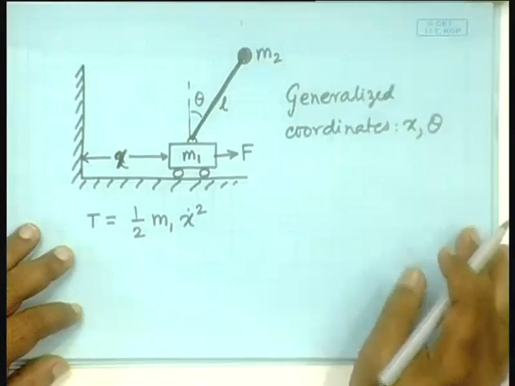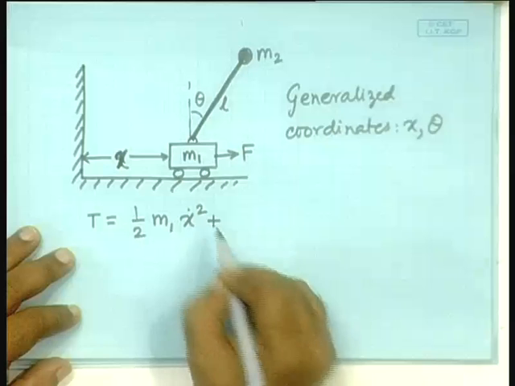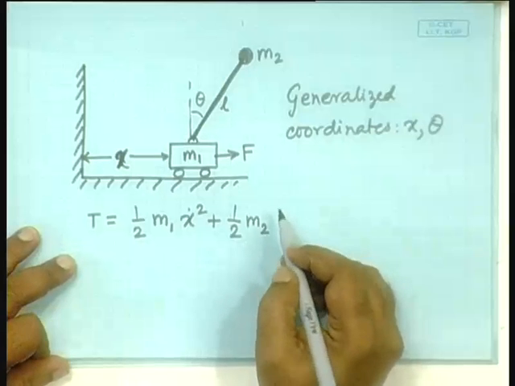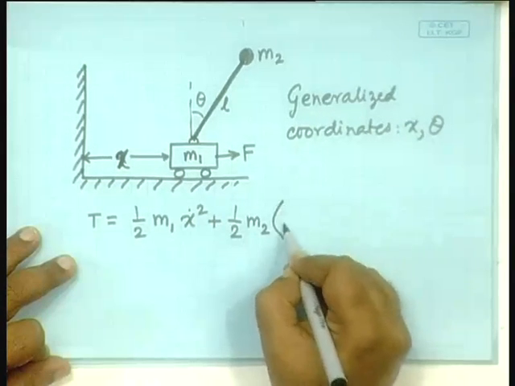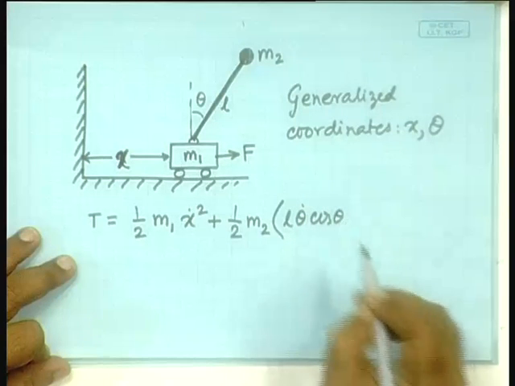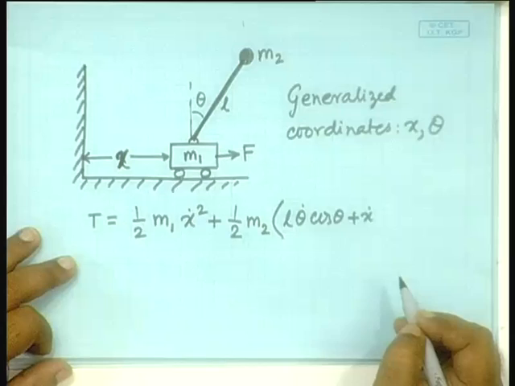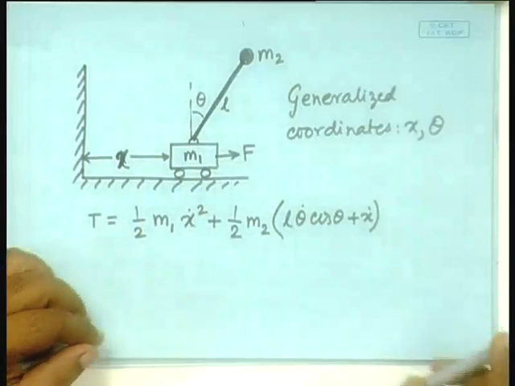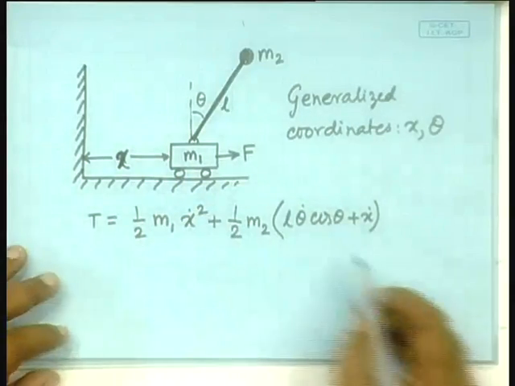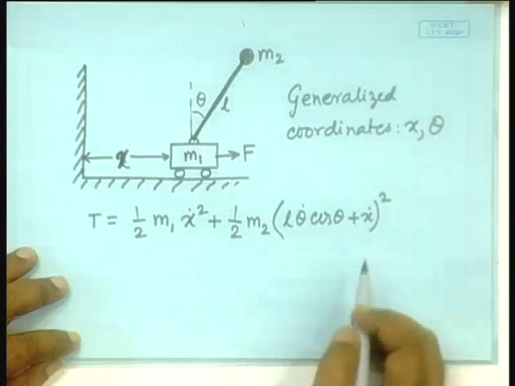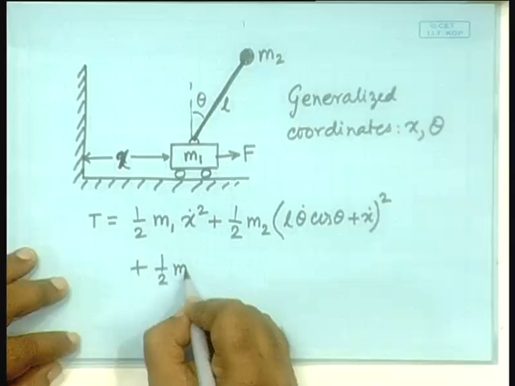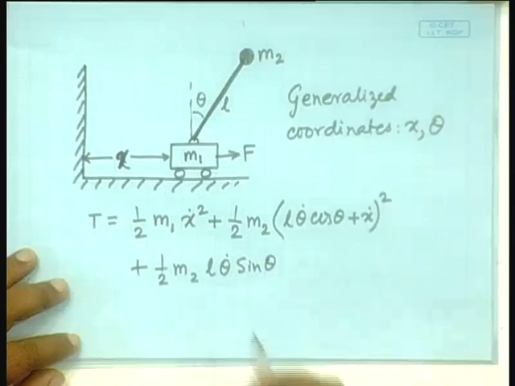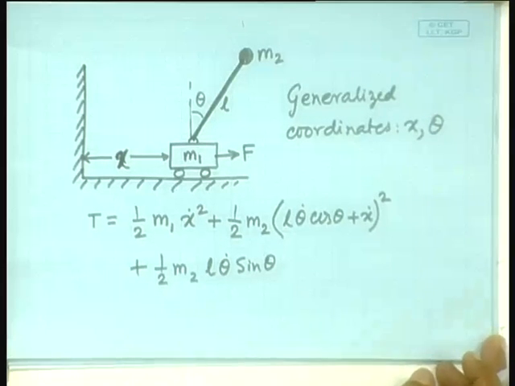Okay. So, what will it be? The horizontal component would be plus half m2 times L theta dot cos theta plus x dot, they add up, square, plus half m2 times L theta dot sin theta, square.